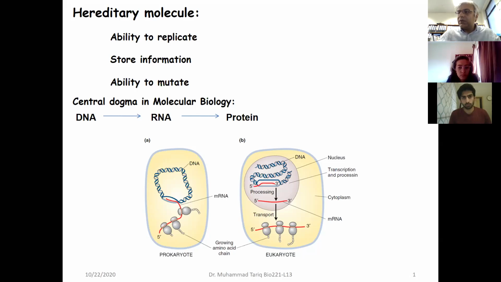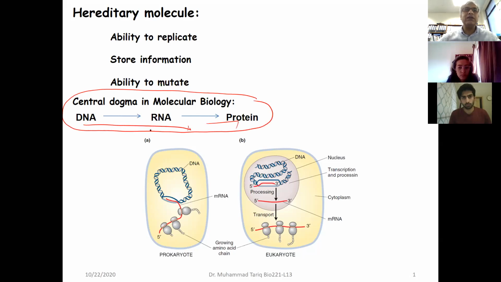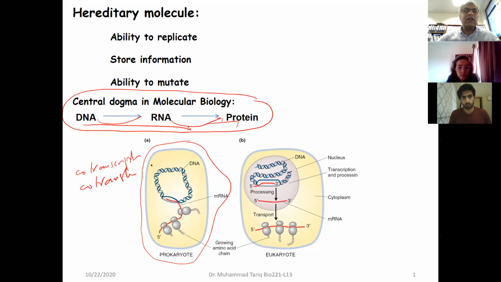I'd like to remind you about the central dogma. Normally the flow of information in a cell is from DNA to RNA to protein: transcription of DNA and then translation of RNA into protein. In prokaryotes, there is no nucleus and no membrane-bound organelles. There is circular DNA which gets transcribed, and in bacteria transcription and translation go almost together, so co-transcription and co-translation are going on.